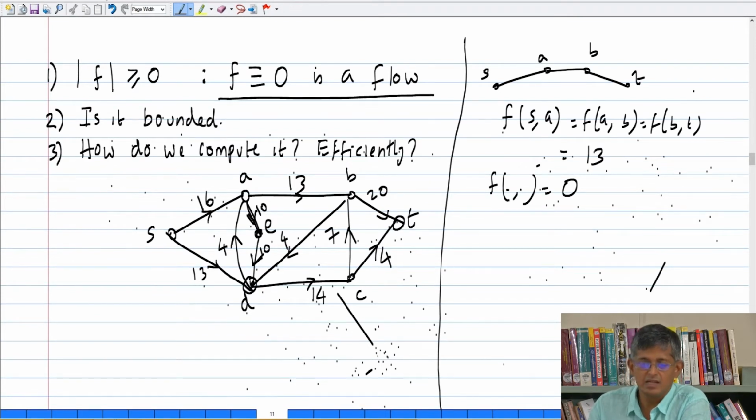Now let us check. Positivity is obvious the way I have defined it, right? It's also clear that the capacity of no arc is violated. The flow value given to every arc is less than or equal to the capacity of that arc. It's only the conservation that you should worry about, and you should remember that we are worried about conservation only at vertices other than S and T.